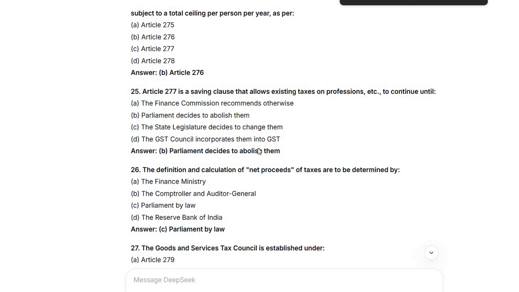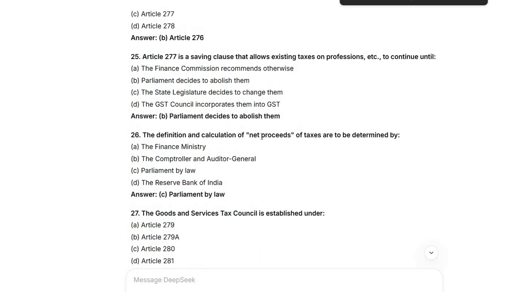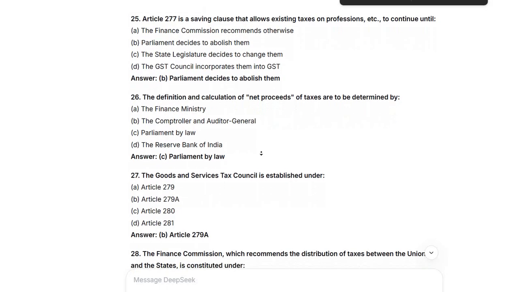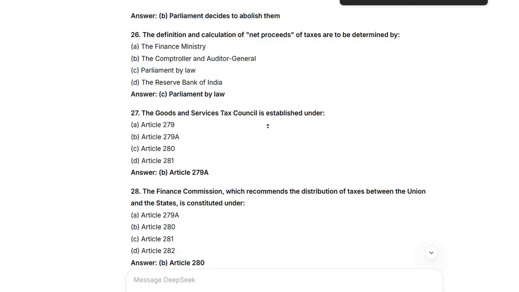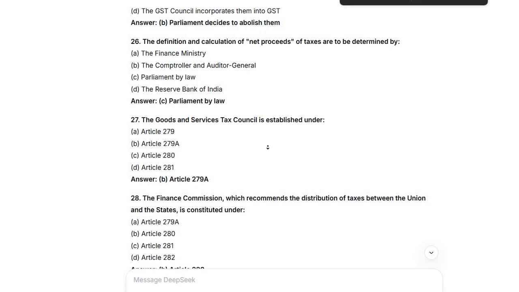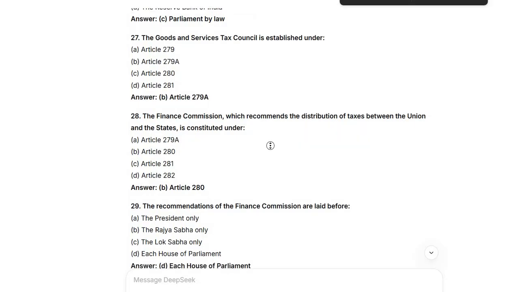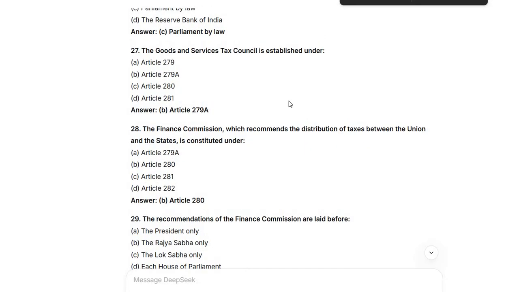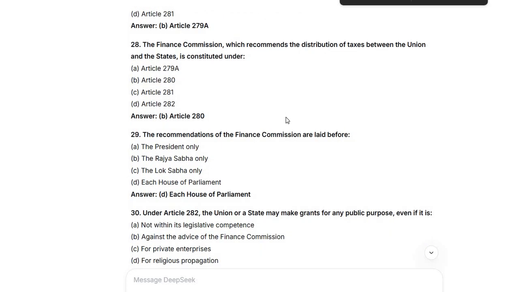by law. And 27. The Goods and Services Tax Council is established under Article 279A. 28. The Finance Commission, which recommends the distribution of taxes between the Union and the states, is constituted under Article 280. 29. The recommendations of the Finance Commission are laid before, answer, each House of Parliament. 30. Under Article 282, the Union or a state may make grants for any public purpose, even if it is not within its legislative competence.